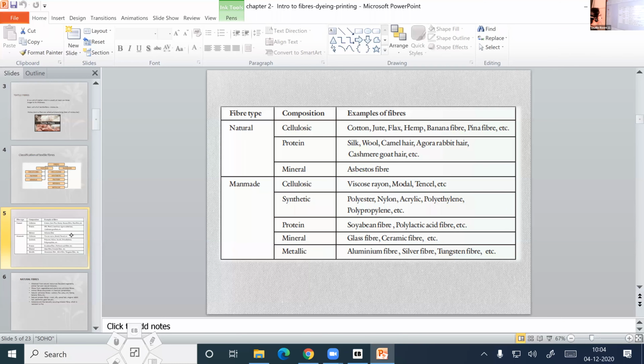And natural protein fibers are the fibers which we get from animal hairs, like silk, wool, camel hair, and all these are protein fibers. Understood? The natural protein fibers are the fibers which we get from animal hairs. And natural mineral fibers are asbestos. It is resistant to fire. This mineral is naturally obtained. And there are other man-made fibers that I'll teach you in the next class. Okay.